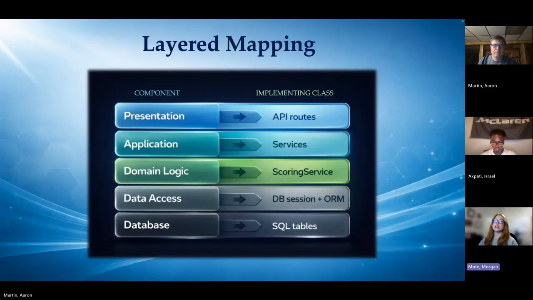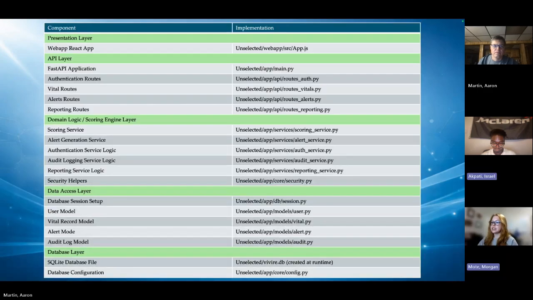So here we can see that the layered mapping shows how the architecture maps to implementation. So for example, the presentation layer is implemented using a React front end. The API layer uses FastAPI routes. The domain logic layer includes services like scoring service. The data access layer uses SQLAlchemy ORM, and the database layer is implemented using SQLite. And this demonstrates a direct and traceable connection between design and code. And here we can see all of the components and their corresponding implementations.